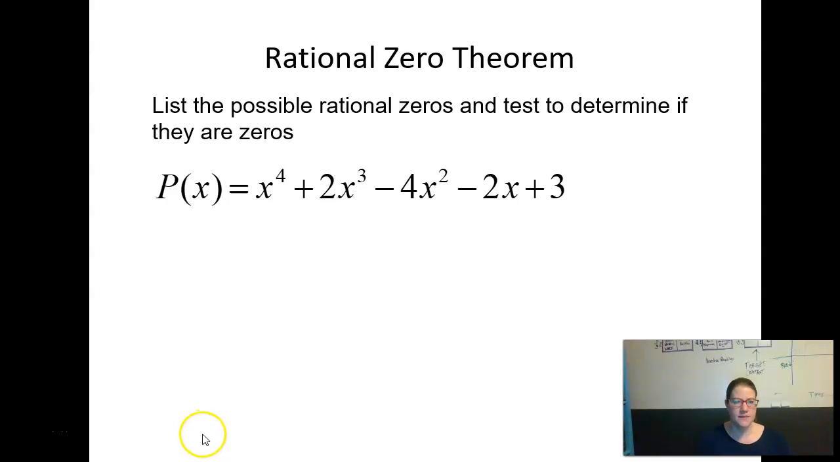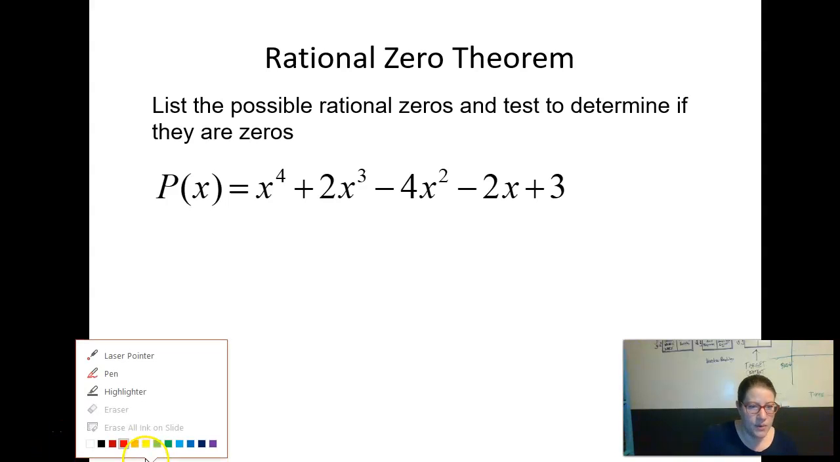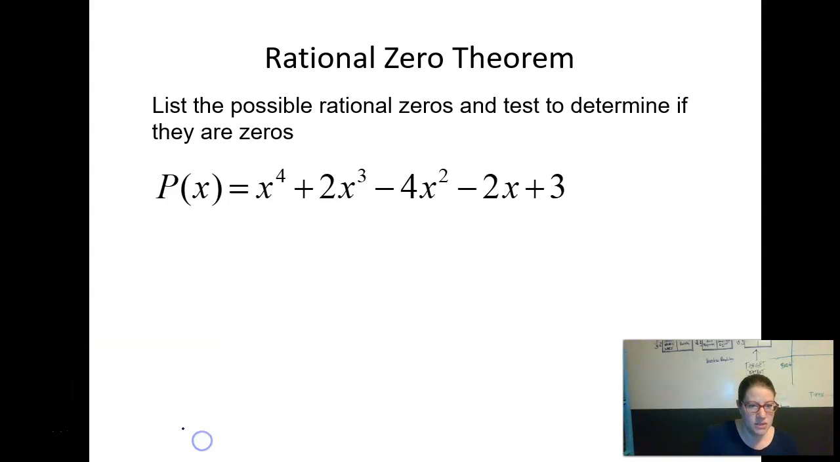Alright guys, since I was running out of time in my other video, I decided to change to this one for rational zero theorem. So we did start talking about it in the previous video. And remember we talked about how we needed to find the factors of the constant term, and then we would divide that by the factors of the leading coefficient.